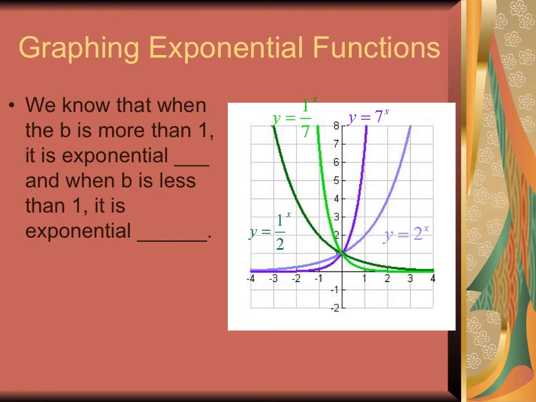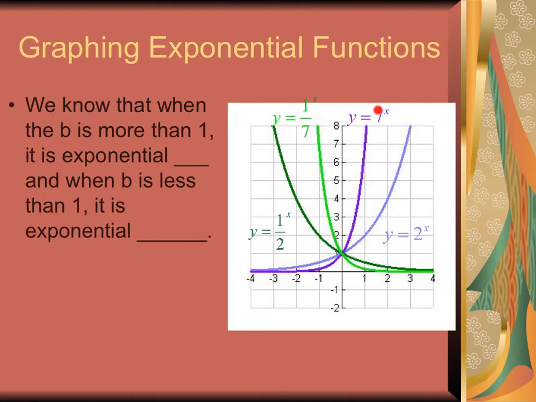So we got 4 different graphs going on here. Now, let's try to make sense of all this, because I know it is a little overwhelming, but it is color-coded. Okay. So here's our starting one. We call it our parent function, okay? So y equals 2 to the x. And that one's growth. And then you can see y equals 7 to the x is also growth, but it's growing faster. It's growing at a faster rate.